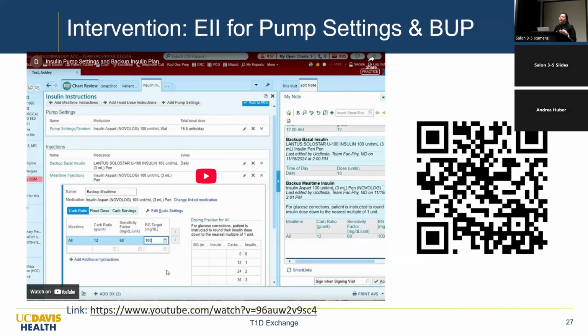It's a template that you can use to fill in pump settings and backup basal insulin instructions, and with the smart phrase insulin instructions, it will pull this template immediately into both the note and the patient's ABS. And this can be refreshed every single time you have a visit or in between visits so that patients always have an up-to-date backup plan and basal insulin instructions when pump failure happens.